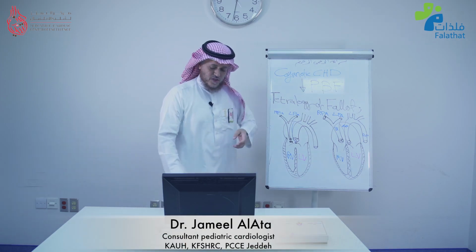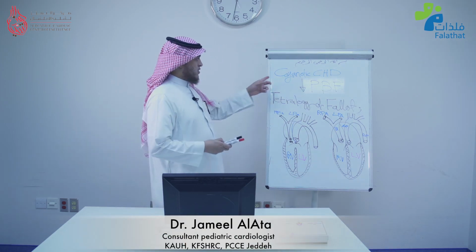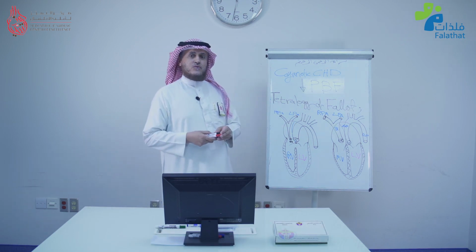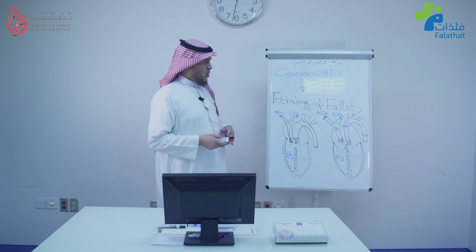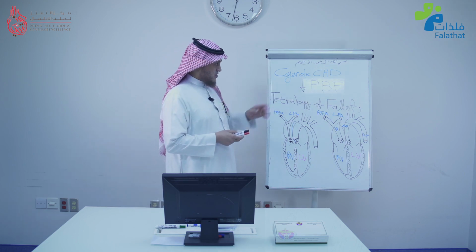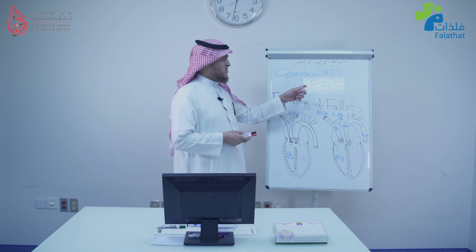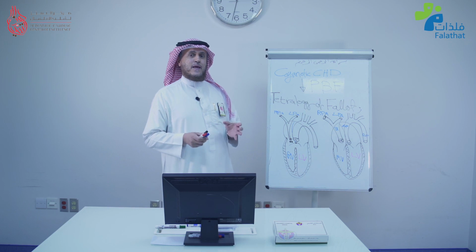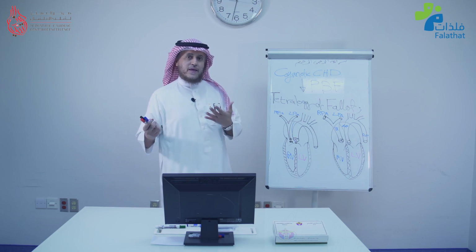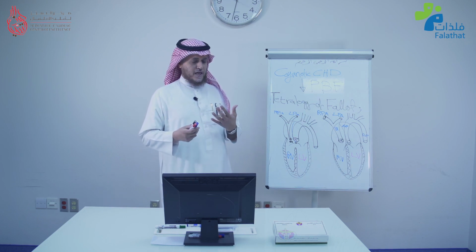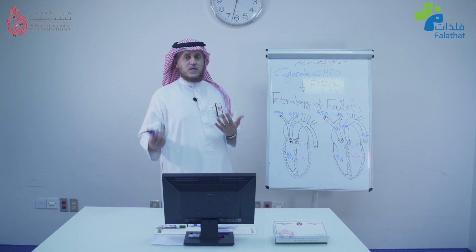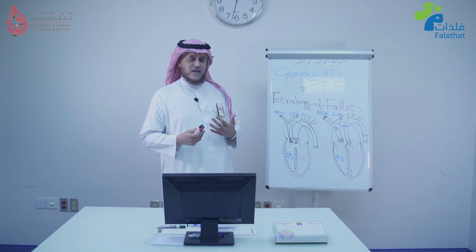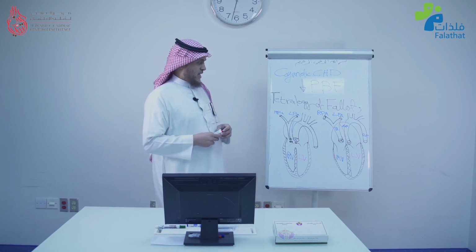Okay, so we just have finished the cyanotic congenital heart disease with increased pulmonary blood flow. The session now is to complete the other arm and give another example of cyanotic congenital heart disease with decreased pulmonary blood flow. So the lungs are not receiving the same amount of cardiac output as the left side. There is a difference. It's not like one cardiac output to the right side and one cardiac output to the left side. It could be less than one to the right side and more than one to the left side.